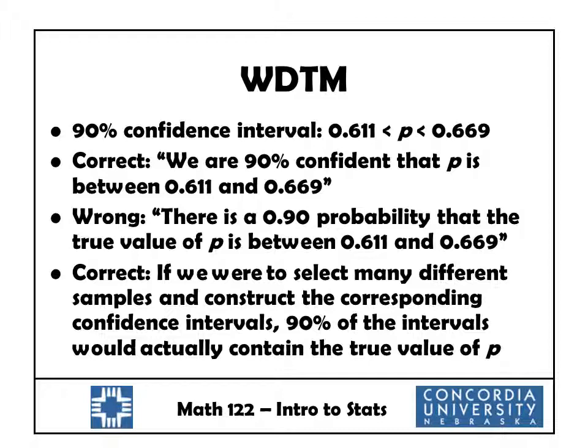A correct interpretation of that meaning would be to say if we were to select many different samples and construct the corresponding confidence intervals, 90% of the intervals would actually contain the true value of p. So that confidence level of 90% refers to the process of constructing the intervals, not the intervals themselves. It means that if I did a whole bunch of different intervals, about 90% of them would contain the true value of p.